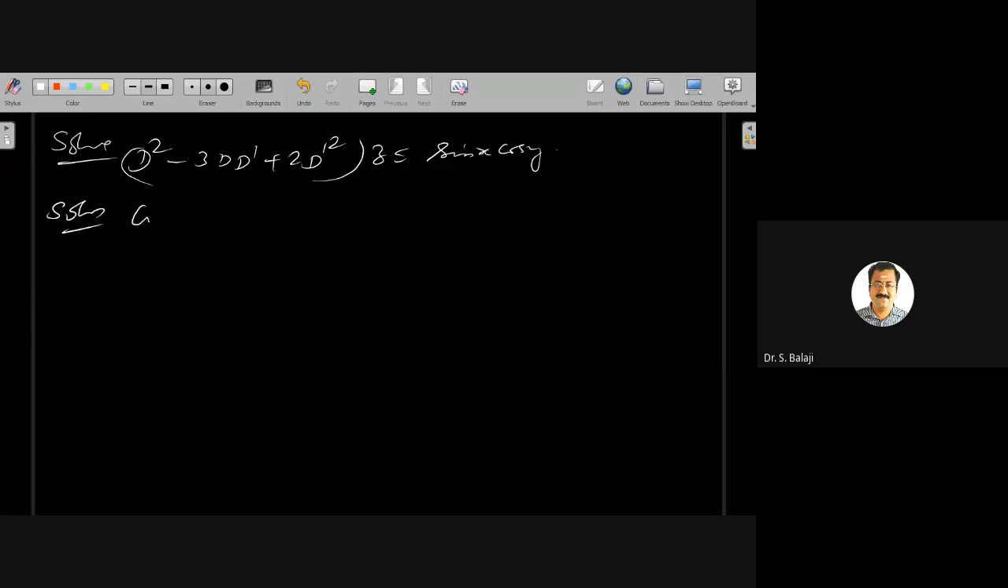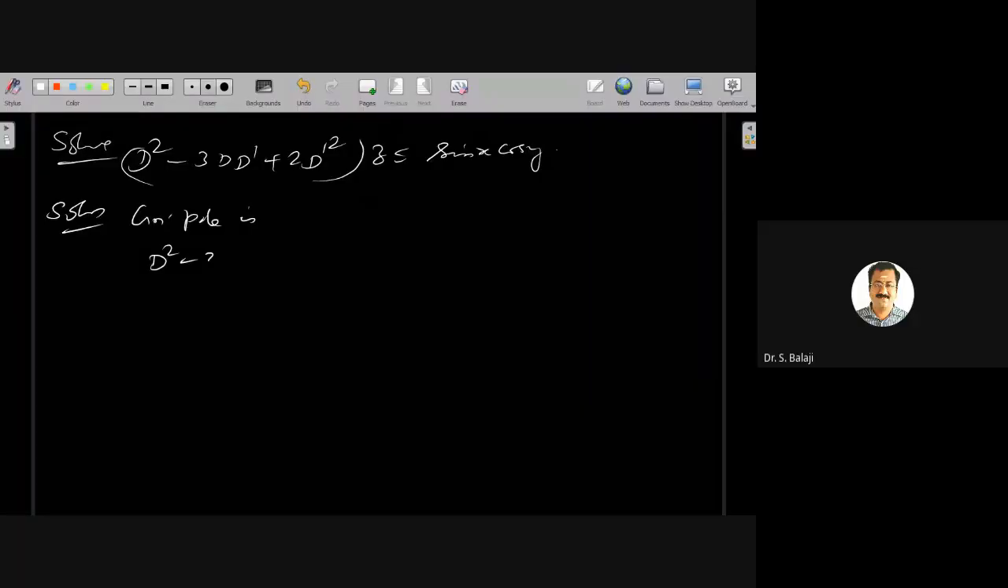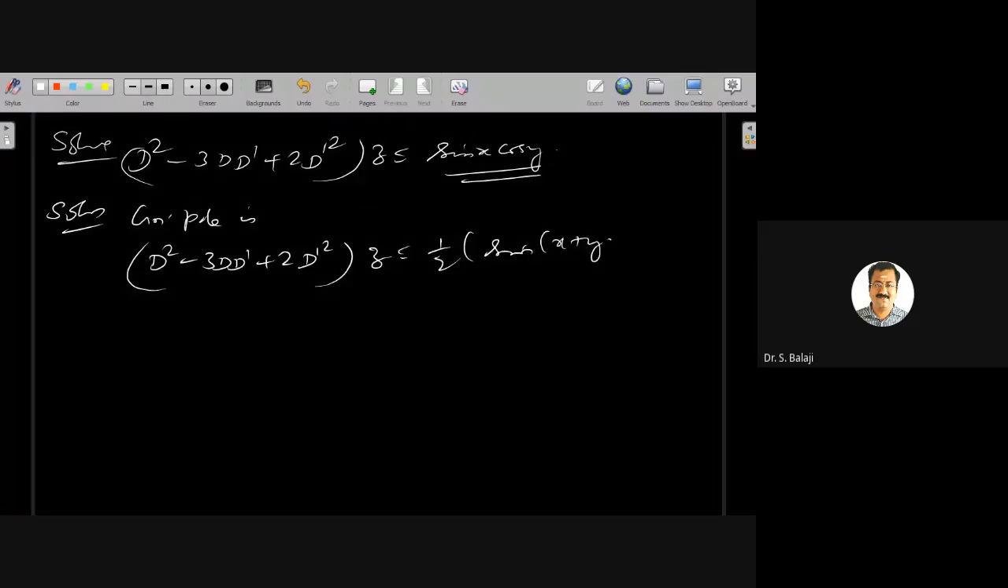The given PDE is D square minus 3DD dash plus 2D dash square of z equal to sin x cos y. You write the right hand side in terms of a single sine function using the sin a cos b form: sin a cos b equals 1 by 2 of sin(a plus b) plus sin(a minus b). Therefore, we can write it as 1 by 2 of sin(a plus b) plus sin(a minus b).